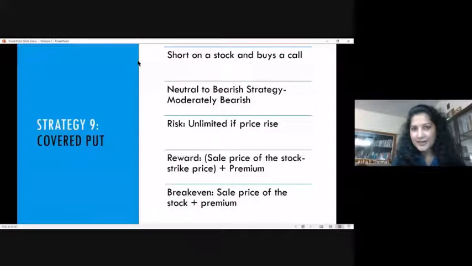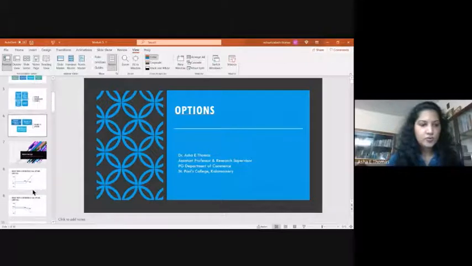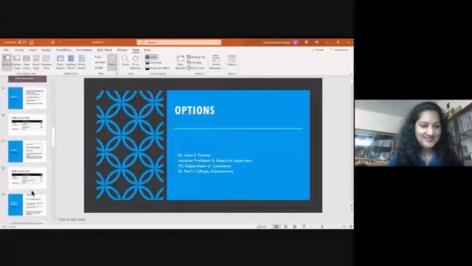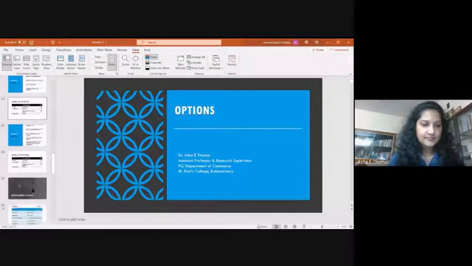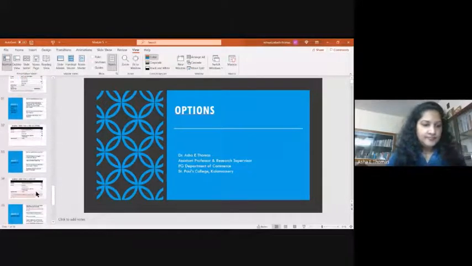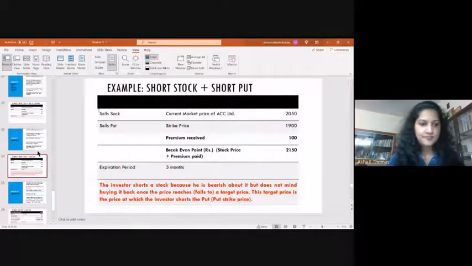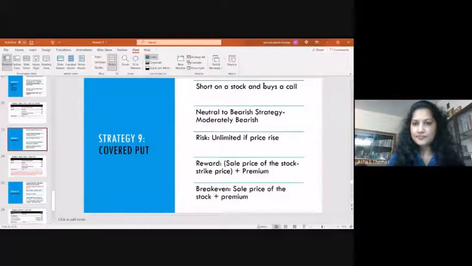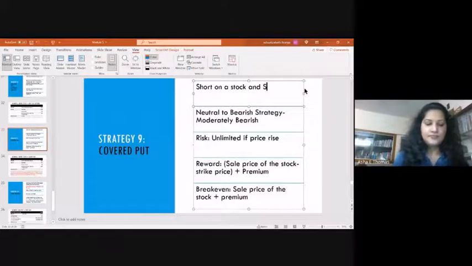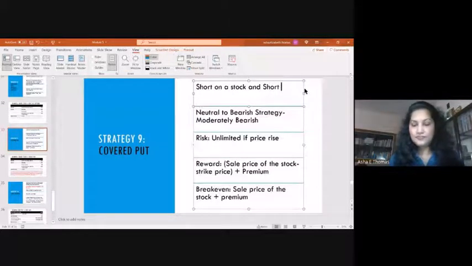Short put is nothing but, I just showed you the previous one so that you don't get confused with this one. No, there is a printing error here. It is actually the whole thing. One second, sorry. Yes. Now it is correct.